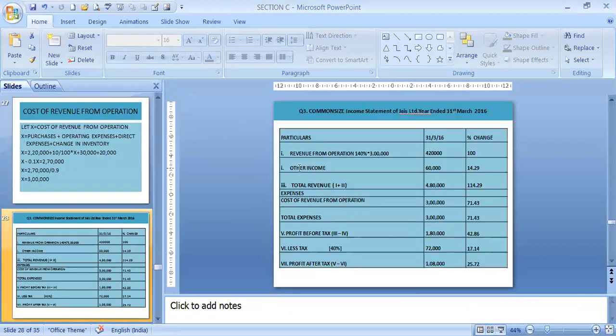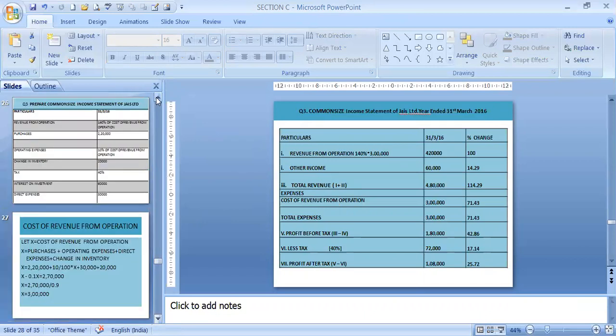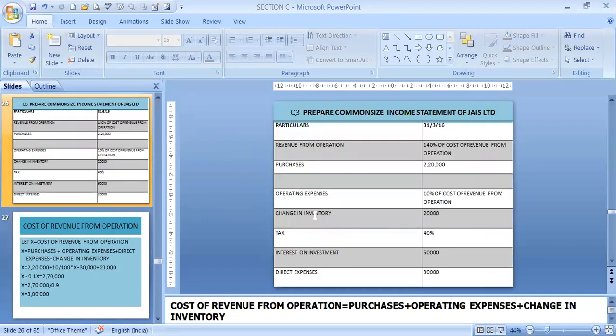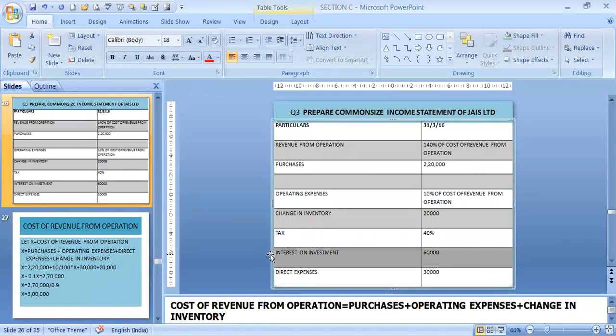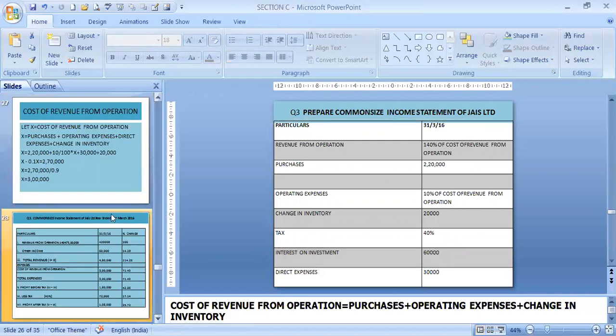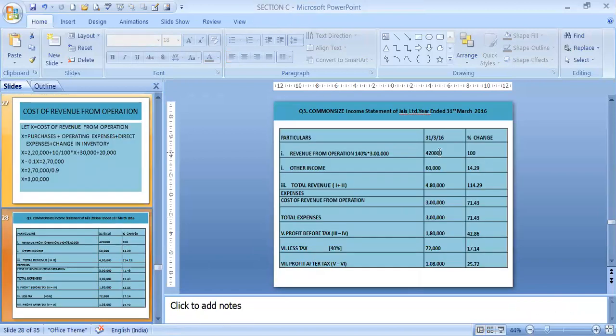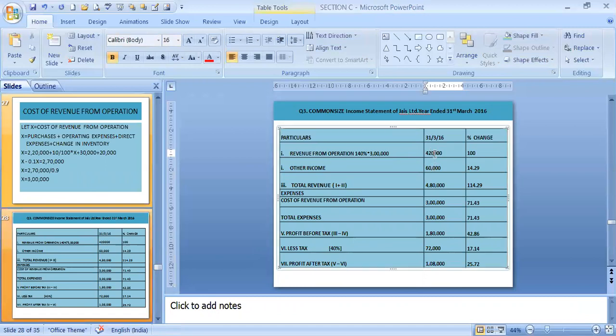Then the other income is given 60,000. It is interest on investment, which is your other income. That is 60,000. So we have to add it in order to get total revenue. Our total revenue is 4,20,000 plus 60,000, that is nothing but 4,80,000. 4,80,000 is our total revenue.